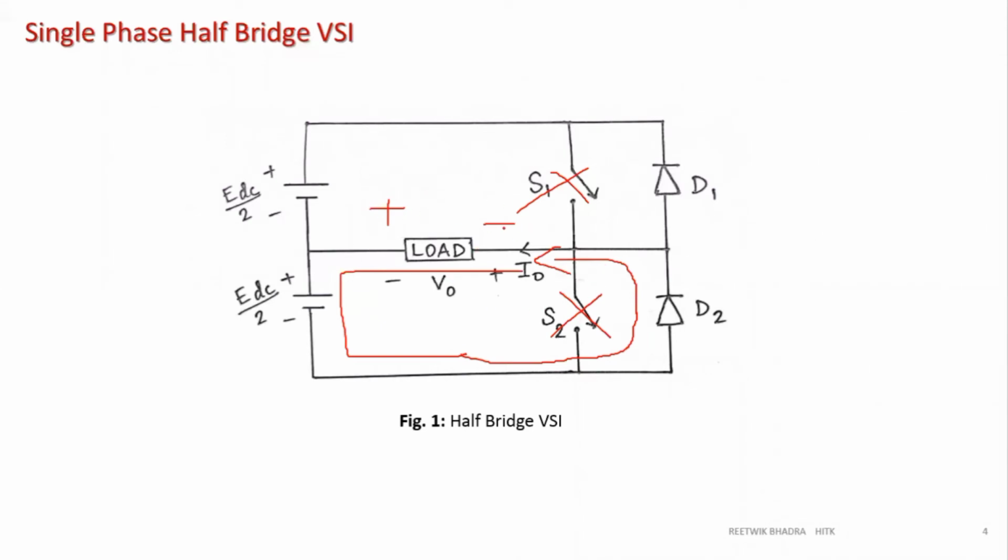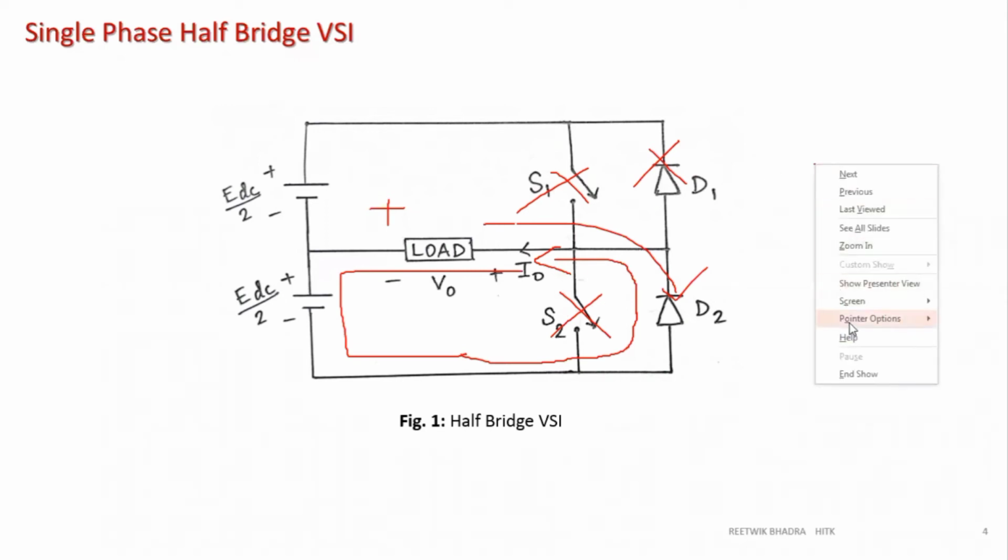Polarity of this load has changed. The load is acting as my source. We have to take care of this polarity. Minus connected to plus: this is off. Minus connected to minus: this will be automatically on. Or if you don't understand the polarity, in order to maintain this direction current, obviously the lower source and this D2 should be on. So D2 should be on.